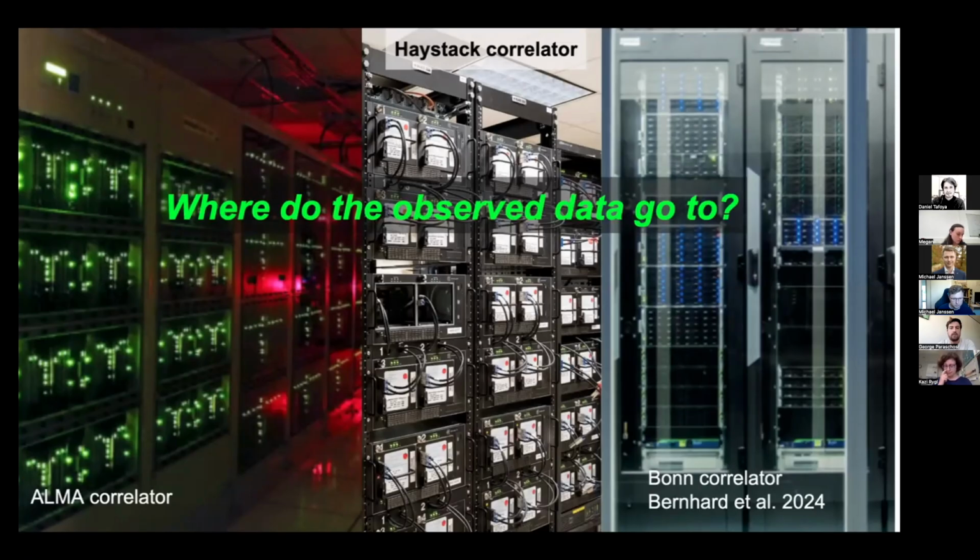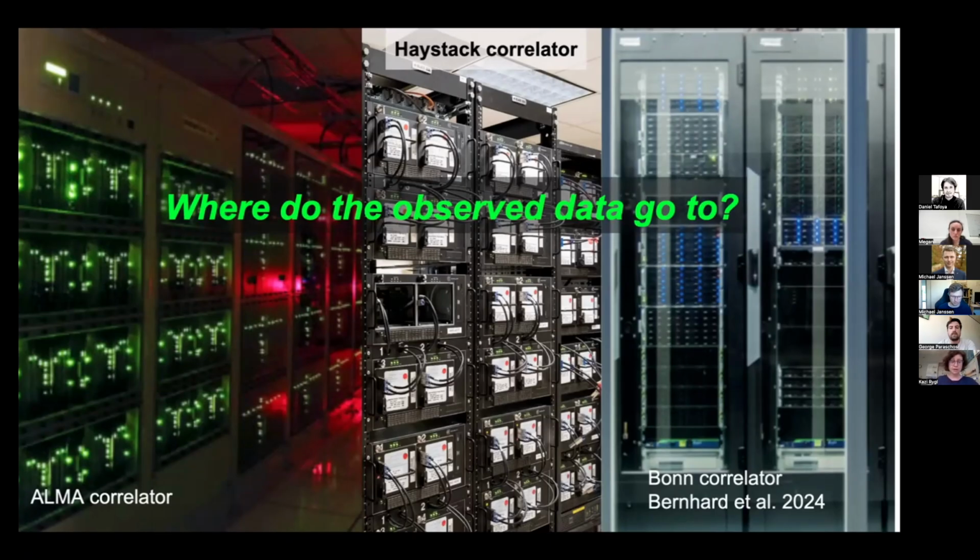The sum antenna will then be recorded on a Mark 6 recorder and will be sent to the Haystack correlator if ALMA participated in the Event Horizon Telescope observations, which you see in the center, and the Haystack correlator is located in the US. When ALMA participates in the Global Millimeter VLBI Array, the phased ALMA data, the sum antenna data, are sent to the Bonn correlator located in Germany, which you see on the right.